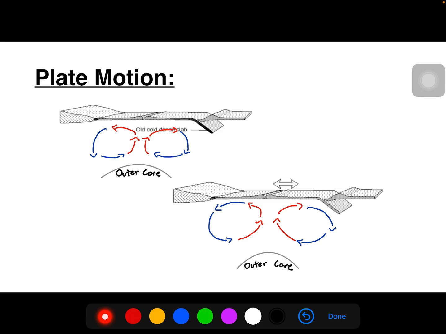Okay, so your diagrams look like this, again color-coded based on warm rising or cool sinking. Each part of the convection is showing the motion happening on the surface. Got ridge push, rising and separating, and slab pull, cooling, coming together, and sinking down.